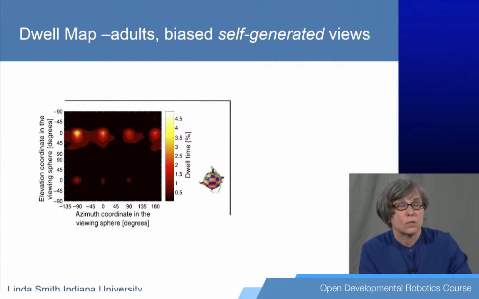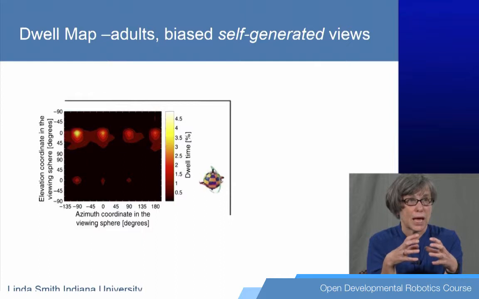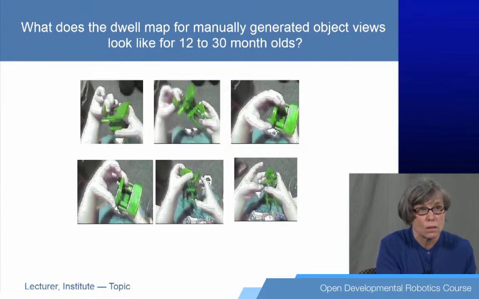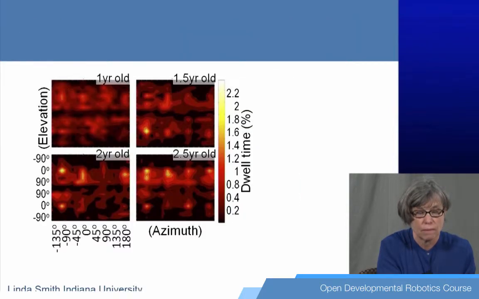And without my even telling you anything about how the heat map is showing different regions of the objects, you can see this is a dwell map for adults, that when they hold an object and look at it, they do not sample all the possible views of that object. They are very selective. They sample 4 views, okay? Very tightly organized, their views. I'll tell you more about what those views are in a minute, but what we wanted to know was what babies did, okay? What does a dwell map for manually generated object views look like for 12 to 30-month-olds, okay?